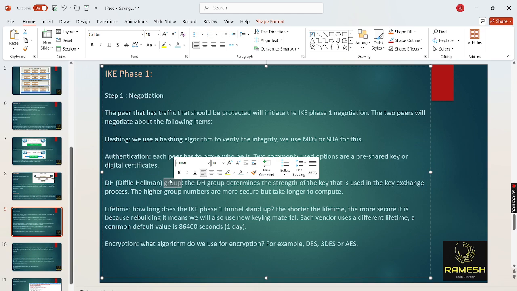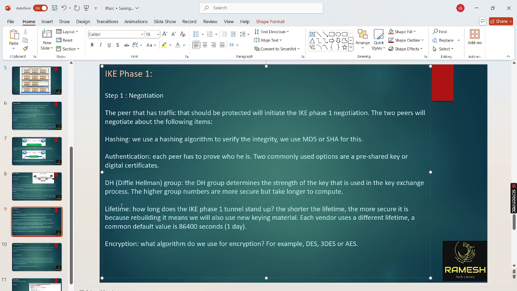This is a group that is negotiated between the sender and receiver, and the higher the number, the stronger the key. There are some types of groups, group 1, group 2, group 3. The higher the number, the stronger and more secure the key, and the higher group numbers are more secure but take longer to compute.